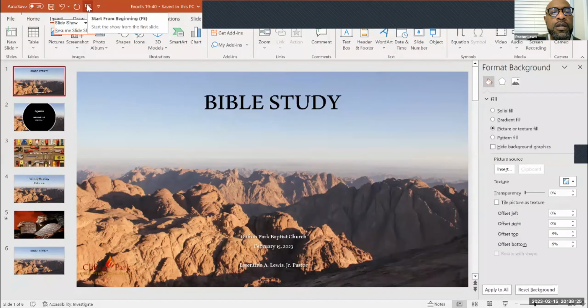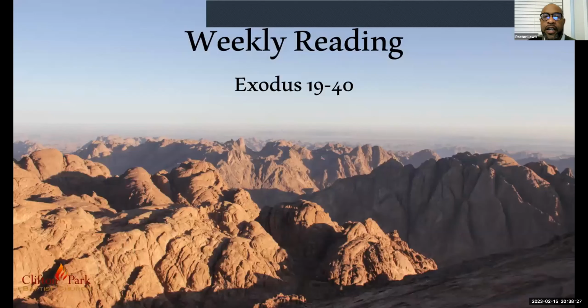All right, so this picture is actually the picture from the top of Mount Sinai. When we read about Moses being with the Lord at the top of the mountain, this gives you a sense of what he might have seen, beyond obviously the glory cloud itself. This is what he might have seen up there.